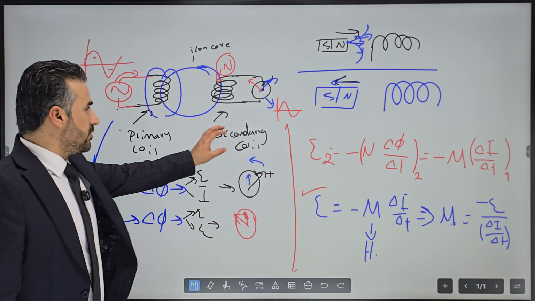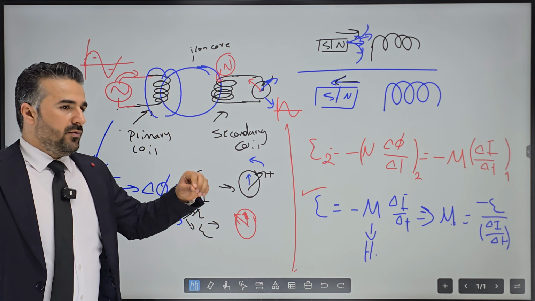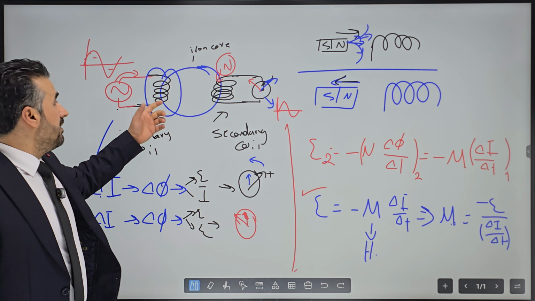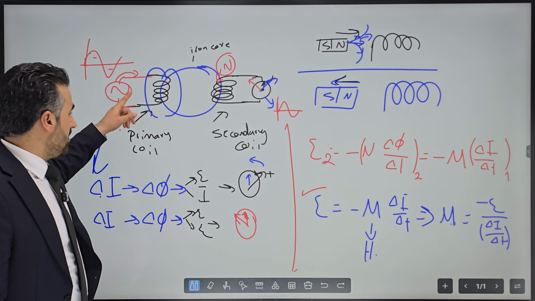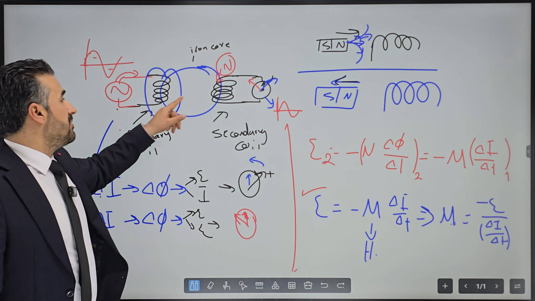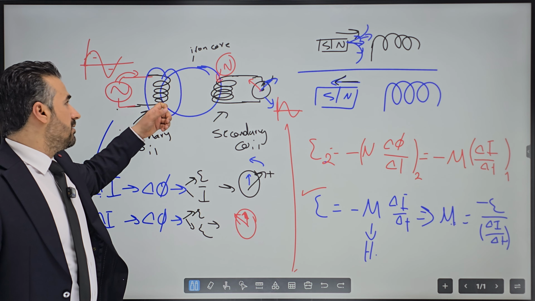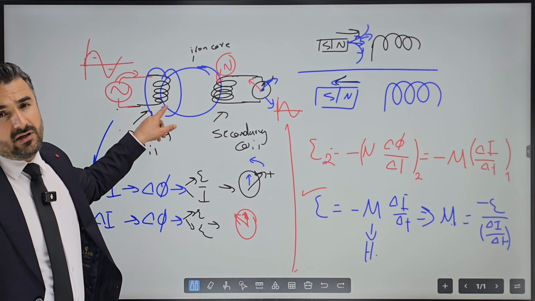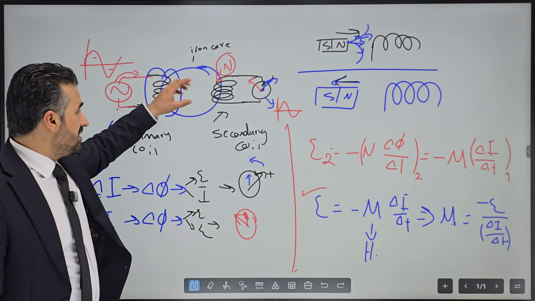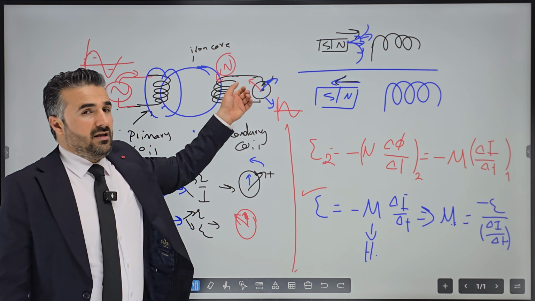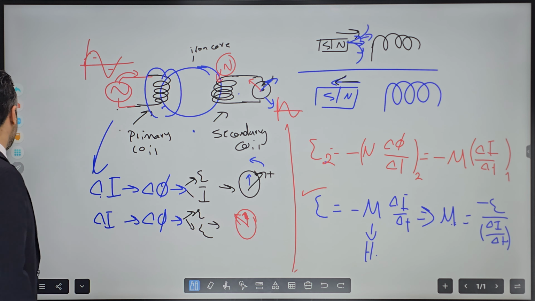What is mutual inductance? It is the ability of one circuit to induce EMF in the nearby circuit, as a result of changing current in this coil here. As the current changes in this coil, that change in current leads to an EMF being induced in this coil.